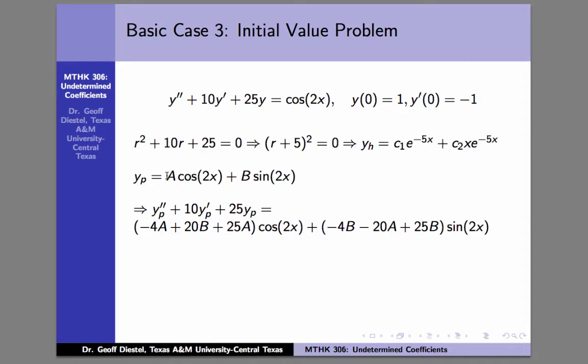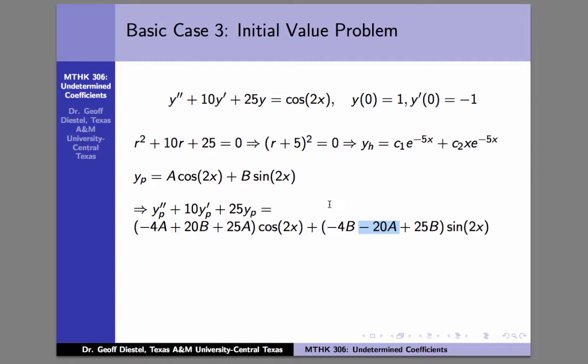One derivative of the cosine will give us a sine. So a 2 is going to come out, 2a, and a minus from differentiating cosine to get sine. And then we have this factor of 10. So that's where the minus 20a is coming from.